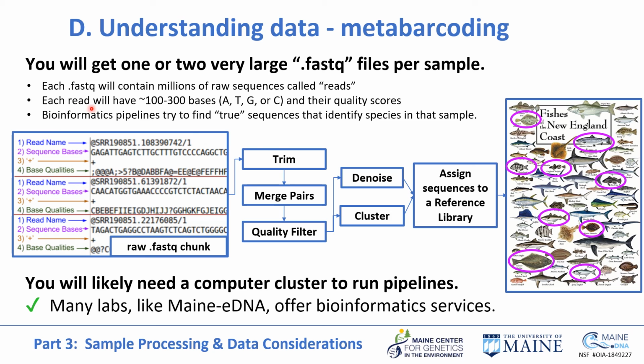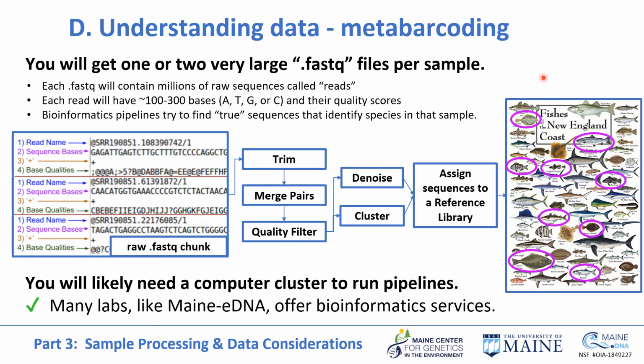right? And so then we'll want to trim off the low quality scores at the beginning and the ends of the read. And then there's a bunch of other steps we do to clean up potential sources of error and try to identify really what true sequences they are. So all these bioinformatics pipelines are trying to do is find the true sequences from the noise. And then once they do that, they're going to try to identify these true sequences by assigning them or matching them to sequences in a reference library. And then hopefully you can get all the species of fish in your sample, for example.